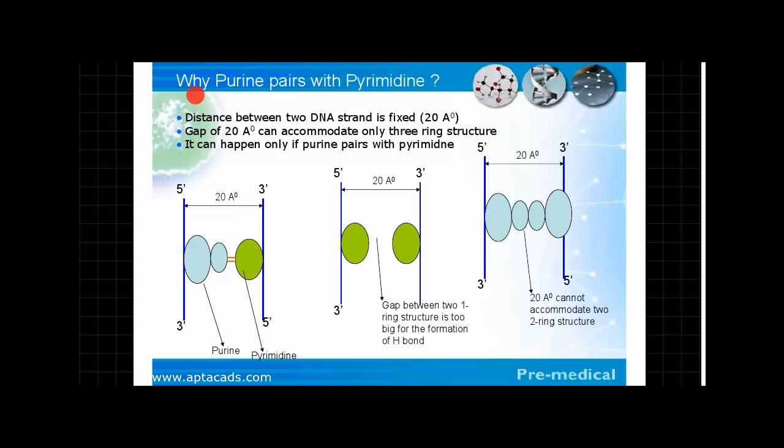Now, why does purine always pair with pyrimidine? The reason is that there is a fixed distance between the two strands of DNA, that is 20 angstrom, and this fixed distance is going to accommodate only a 3-ring structure. Now this 3-ring structure is possible only if a purine pairs with a pyrimidine. Suppose 2 pyrimidines join, then the gap between the 2 pyrimidines is too big to form a hydrogen bond. So 2 pyrimidines cannot be present between the 2 strands. Similarly, if there are 2 purines, then it is too tight and there won't be any space for the formation of hydrogen bonding between them. So that is why purine always pairs with a pyrimidine.